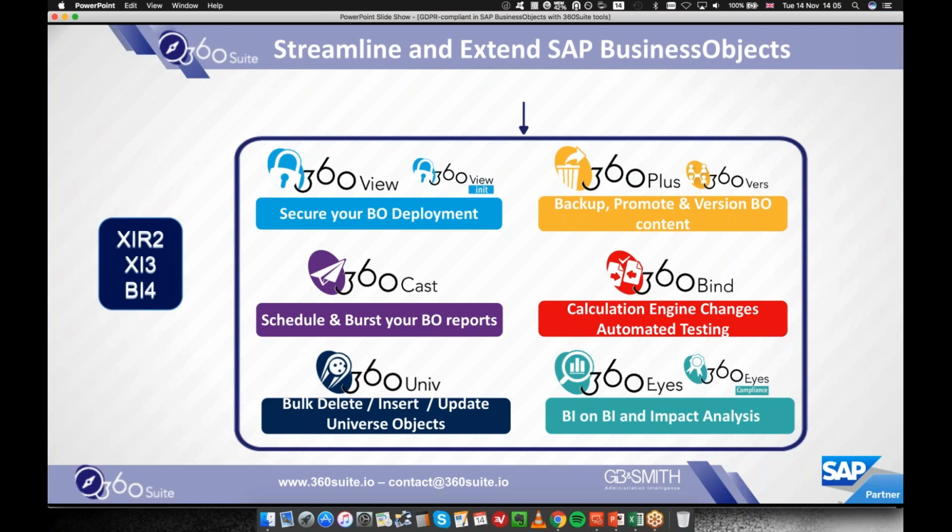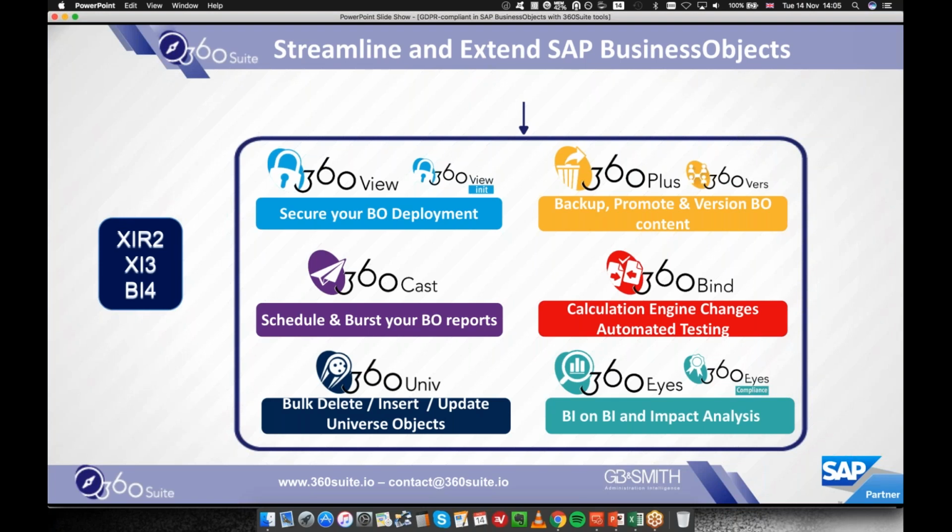Next, we have 360 Plus, and that includes anything that has to do with backup, promotion, so backup and recovery as well. And we have 360 Vers that bolts onto the technology used by 360 Plus to enable you to version content within your Business Objects and get full version analysis and lifecycle analysis of the content that you have versioned. Then we have 360 Cast, which allows you to schedule and dynamically burst your Business Objects reports. So that can be used as a replacement for publications, and that can also be used alongside your enterprise scheduler.